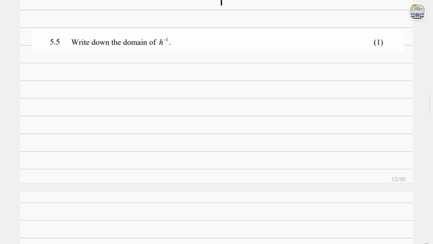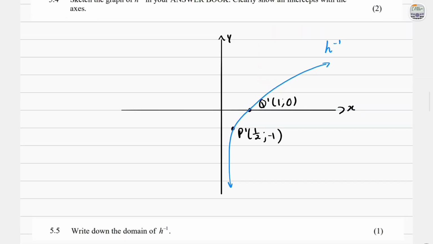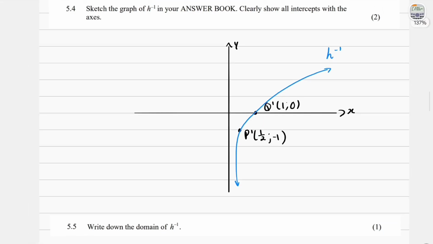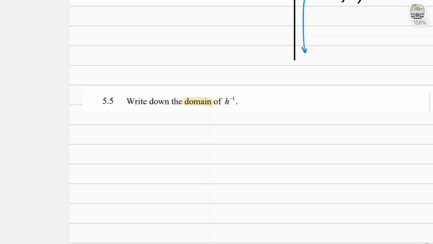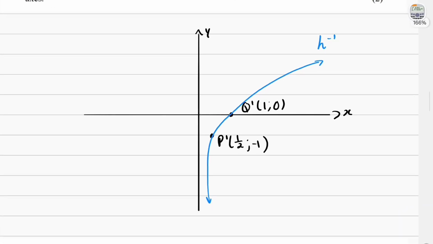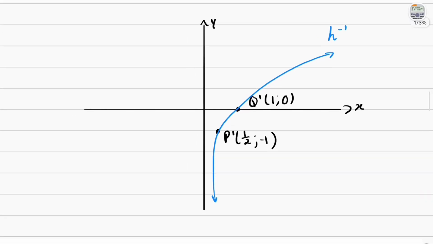Question 5.5 says, write down the domain of the inverse of h. So we can just look at this graph, and remember that the domain is all the possible x values of this graph. So let's look at the x values that this graph has. You can see that over here, and we can focus on the x-axis. Okay, this part of the x-axis, the negative part, there are no x values. Okay, it only starts at values that are after 0.